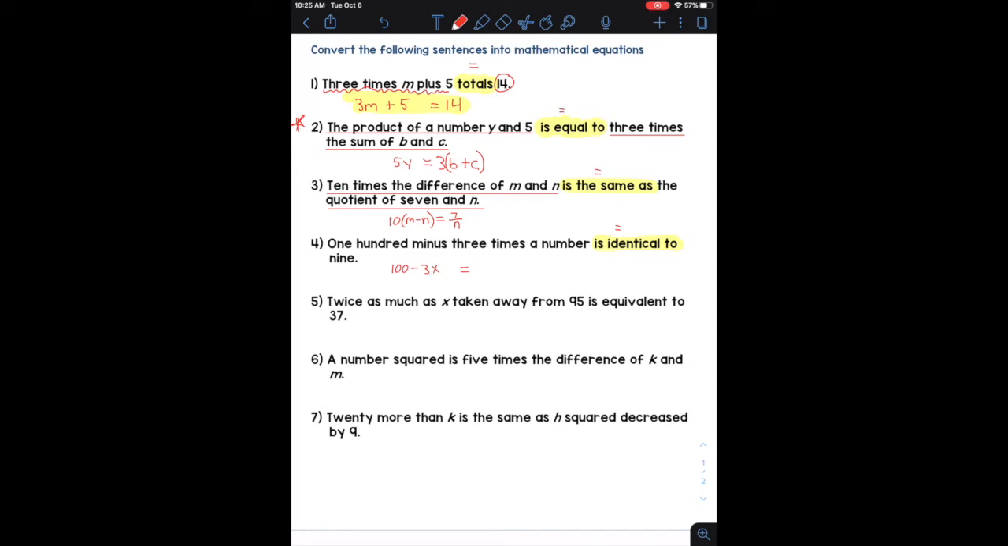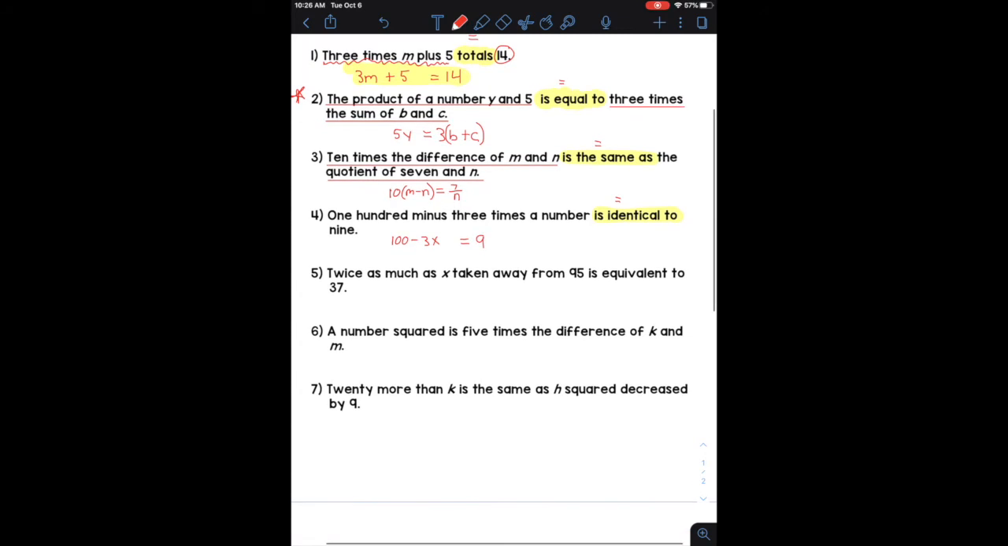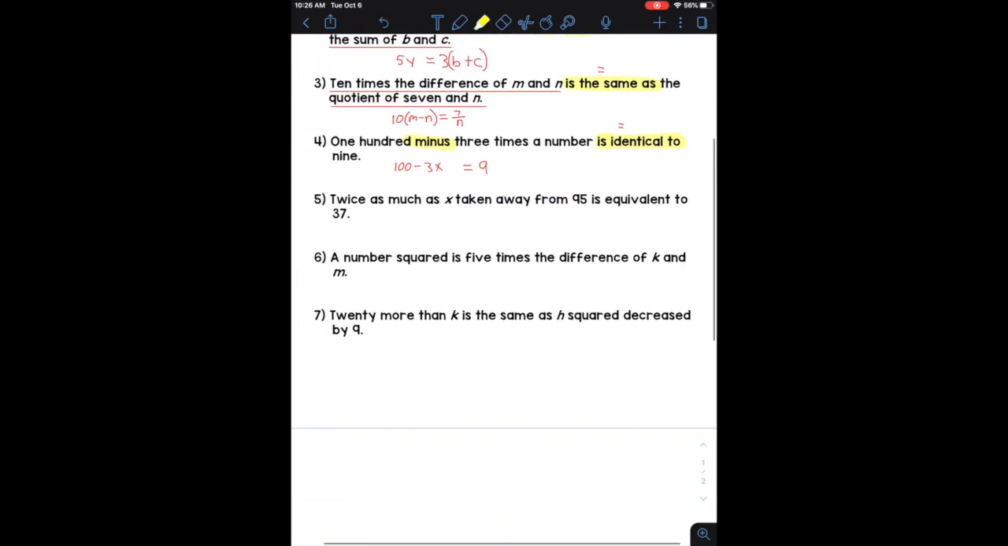Now they didn't tell us what variable they want us to use, so I'll just use x. Is identical to, the only thing on the right side or after that phrase is 9. So we just have equals 9. The word minus means subtraction, and in the next sentence we're going to also see a phrase that means subtraction, taken away from. However, we have to be careful with that specific phrase. Let's first talk about the word or phrase that means equal sign in number 5.